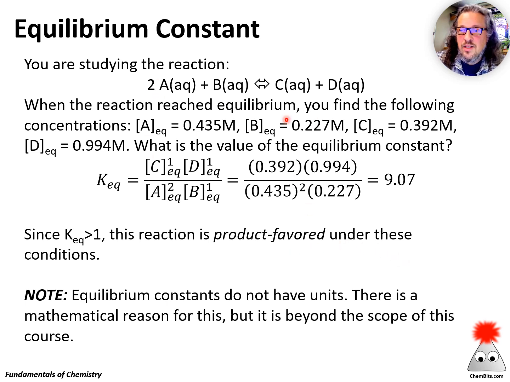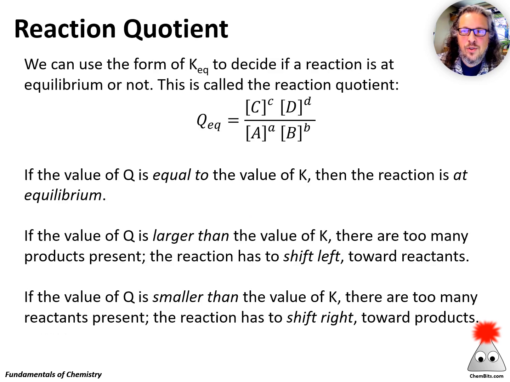So there's an equilibrium problem. Now, one of the things we can do with equilibrium and the equilibrium constant is we can use this to assess whether a reaction is at equilibrium or not. And we're going to do that using something called a reaction quotient. So a reaction quotient, mathematically, looks exactly like an equilibrium constant, but now we don't know if we're at equilibrium. So I'm not going to have those little EQ tags on all of my concentrations here.